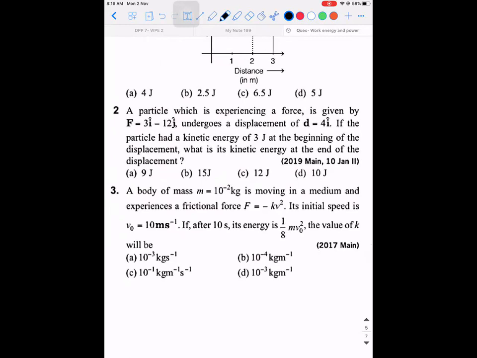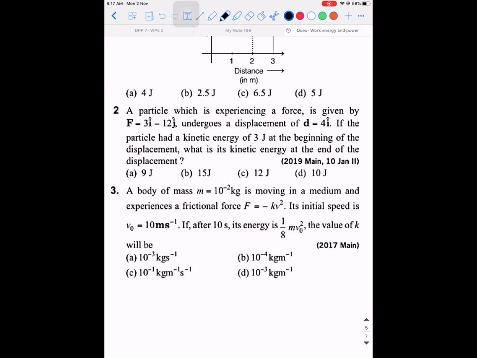So what are they saying? A particle which is experiencing a force is given by F is equal to 3i cap minus 12j cap. Is it a constant force or a variable force? Constant. Constant, sir. So it undergoes a displacement of d is equal to 4i cap. So the displacement is a constant one, a function of nothing. So if the particle had a kinetic energy of 3 joule at the beginning of the displacement, what is the kinetic energy at the end of the displacement?